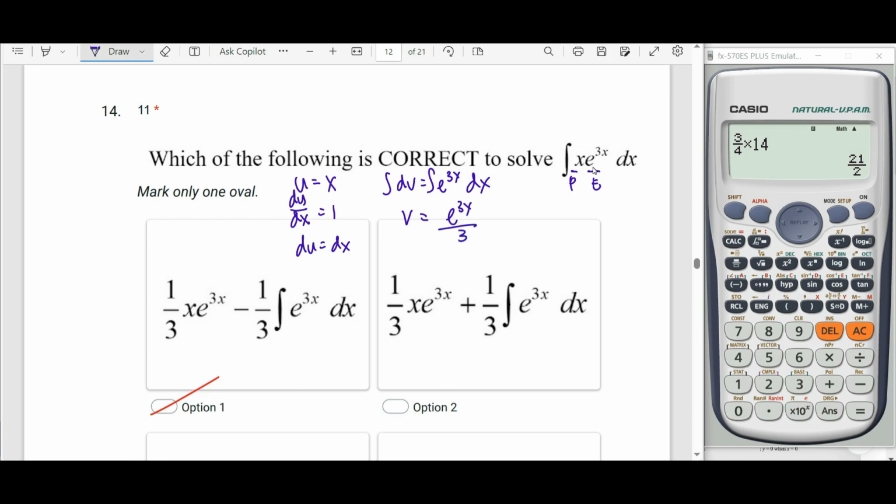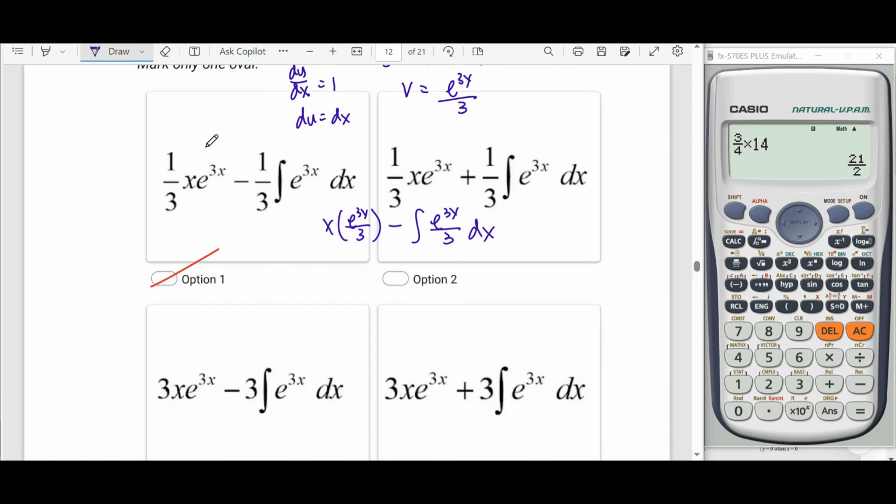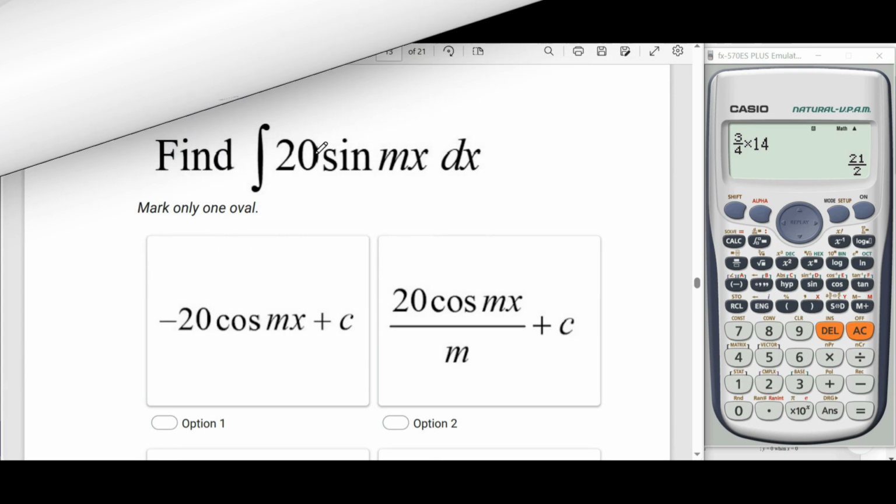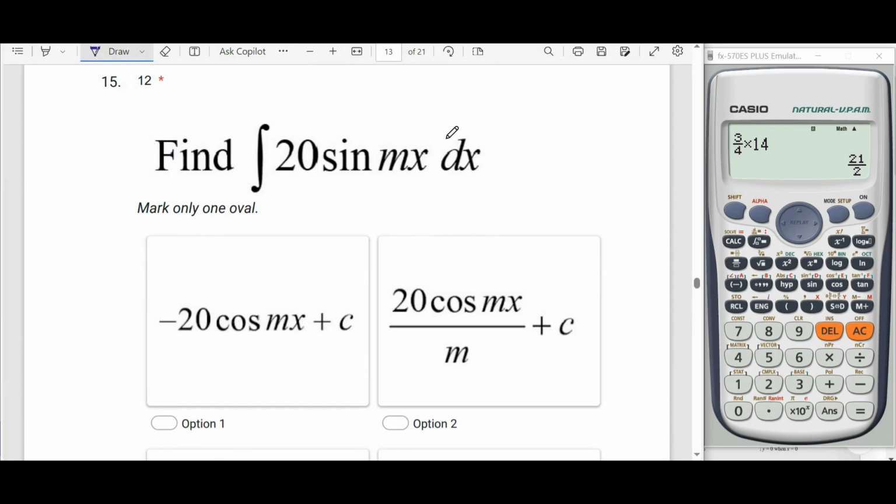So integration by parts formula, u times v, then minus the integral of v du, which is dx. So which one is our answer? 1 over 3 x e^(3x), so they are the same, so minus this one. So 1 over 3 factorize out. This is our answer.